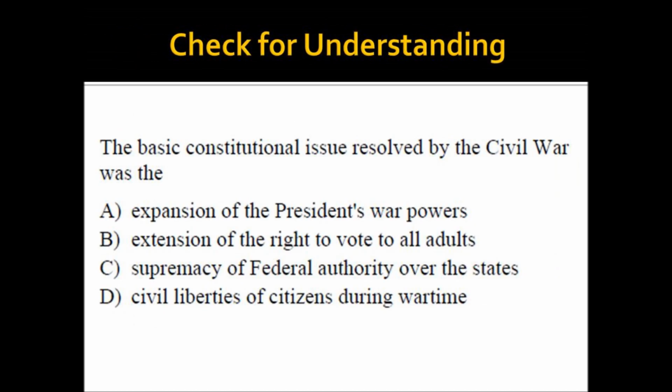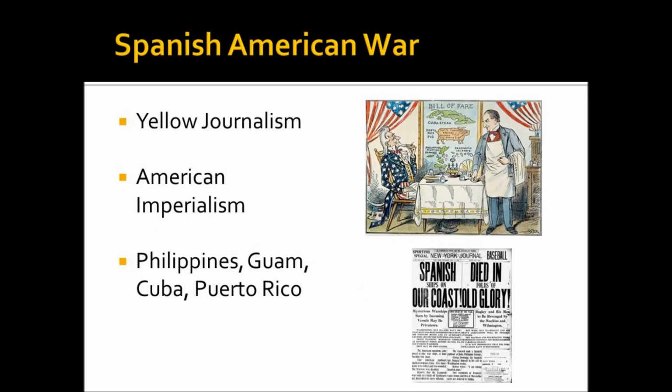And with that being said, our first check for understanding of the day: the basic constitutional issue resolved by the Civil War was the A. Expansion of the president's war powers, B. Extension of the right to vote to all adults, C. The supremacy of the federal authority over the states, or D. Civil liberties of citizens during wartime. And we'll talk more about that tomorrow.